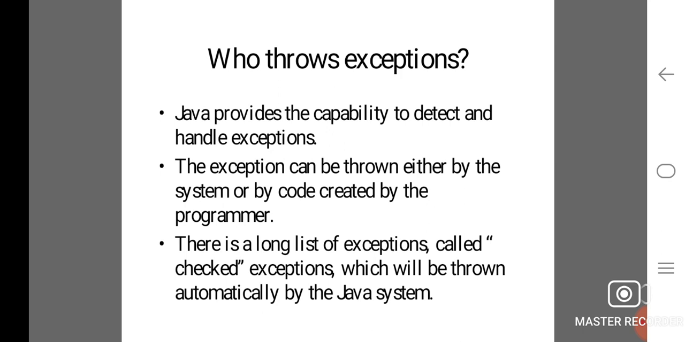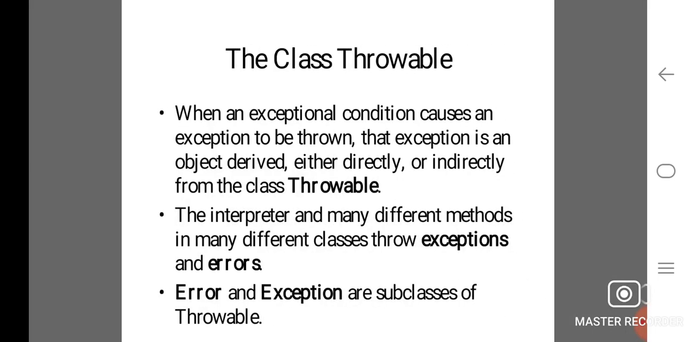Who throws exceptions? Java provides the capability to detect and handle exceptions. An exception can be thrown either by the system or by code created by the programmer. There is a long list of checked exceptions which will be thrown automatically by the Java system. The class Throwable: when an exception condition causes an exception to be thrown, that exception is an object derived either directly or indirectly from the class Throwable.